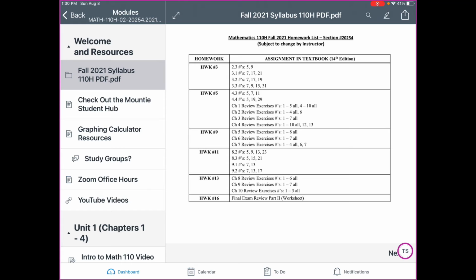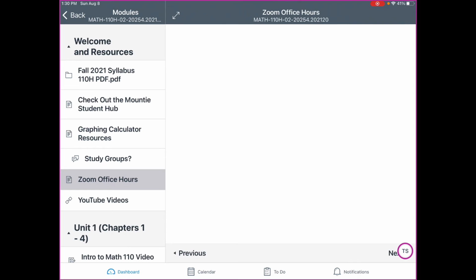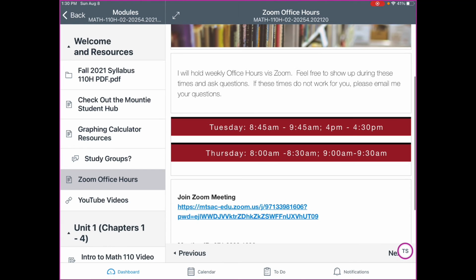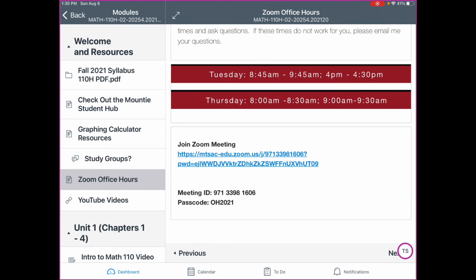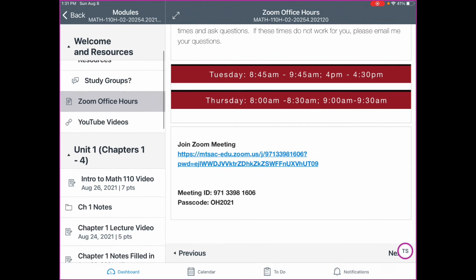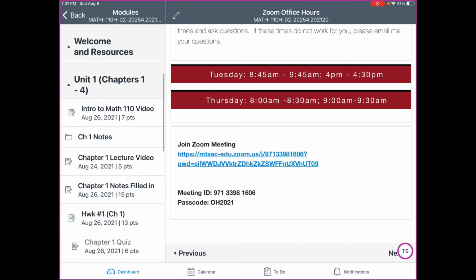So also in the Welcome Resources module, we have the Mountie Student Hub. We have graphing calculator resources, the link there for study groups, so if you want to leave your information, you definitely can. Zoom office hours are listed on here, so you can see the times for the Zoom office hours as well as the link and the media ID passcode. YouTube videos are where I post all my videos. Then I have the material broken into units.